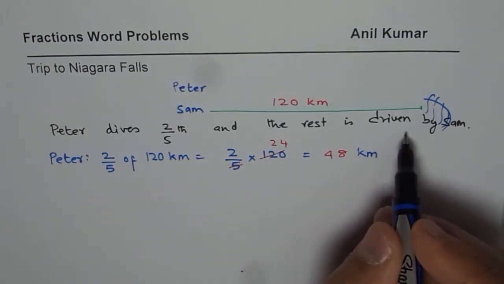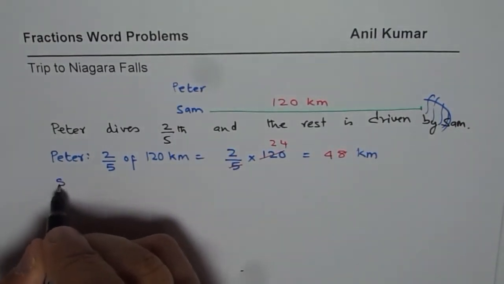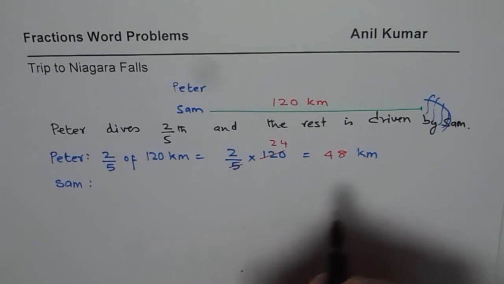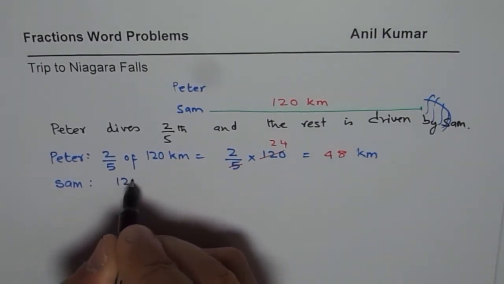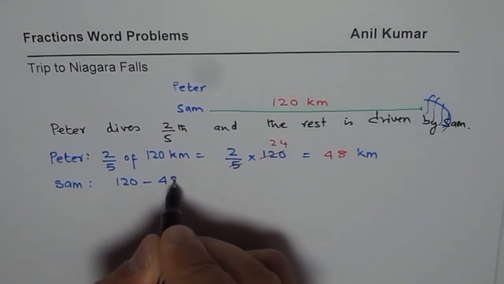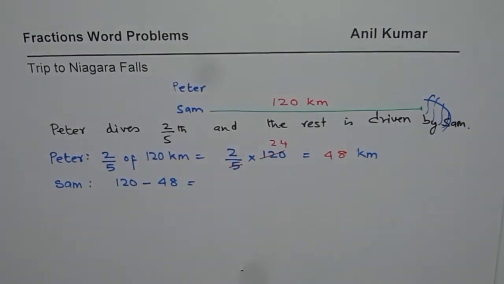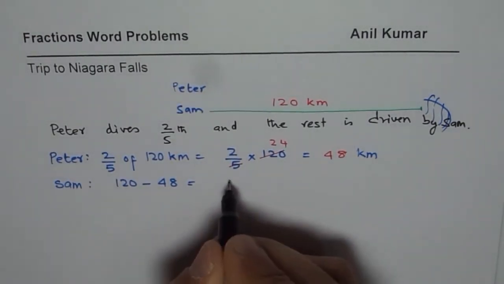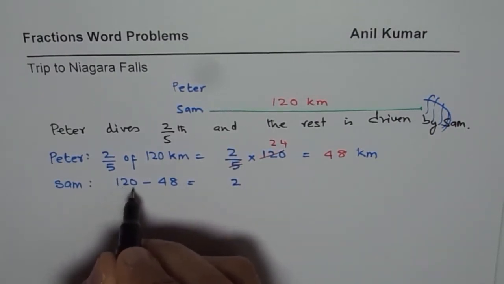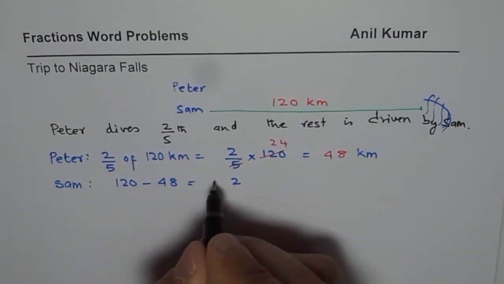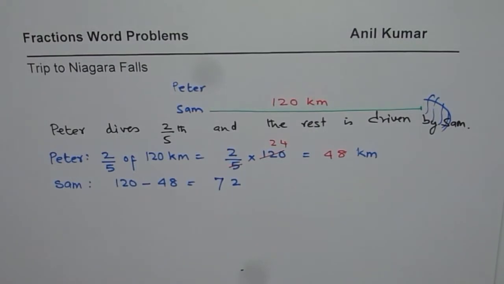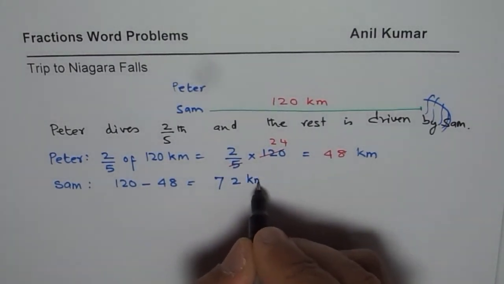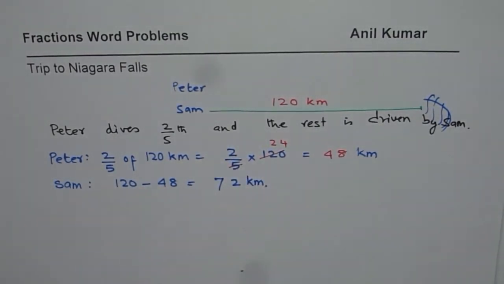So the rest of the distance was driven by Sam. So Sam drove 120 minus 48, right? So that is the distance driven by Sam. If you take away 48, you get 72. So 72 kilometers was driven by Sam, correct? So that is how you can use fractions to solve your problems.